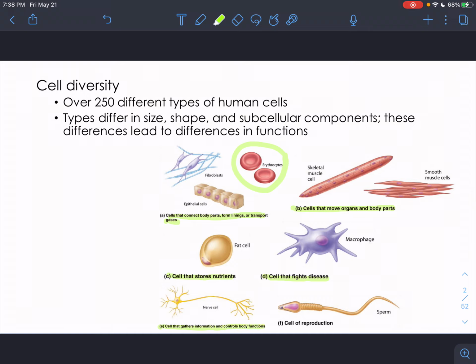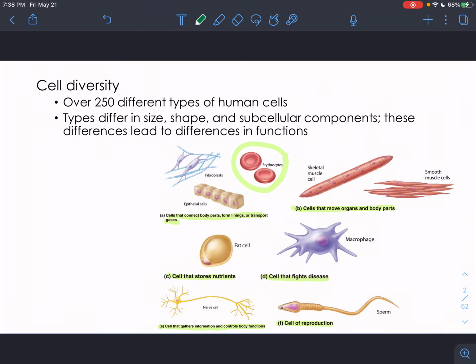Cells that gather information and control our bodily functions, so our nervous system. Our cells are very specialized to receive sensory information so that we can perceive our environment, take that information, figure out what it means, and determine an appropriate response. And then we have cells of reproduction, right? So that's just a few, but there's a lot of different cells in our body. They're all going to be made up of slightly different cellular components, which allows them, again, to do their unique functions.